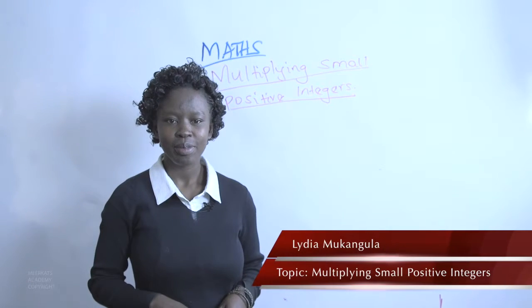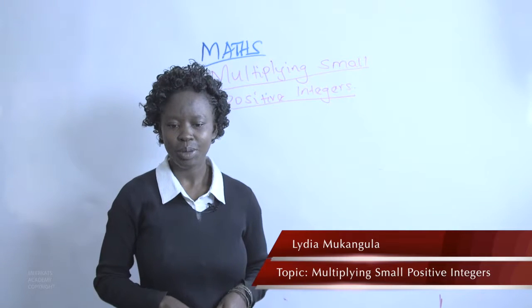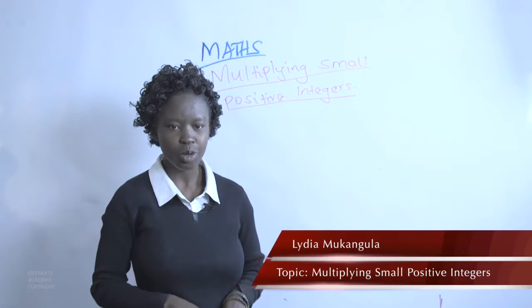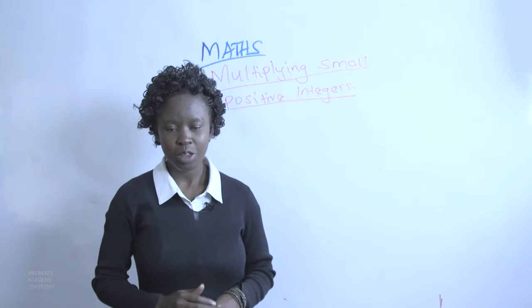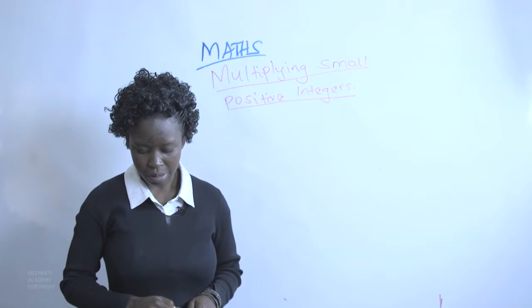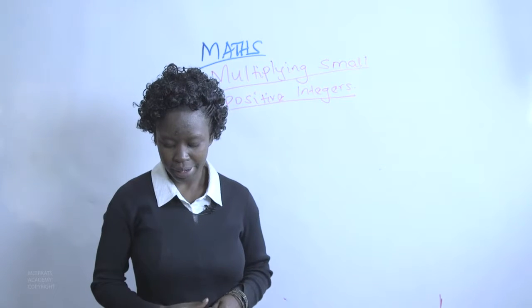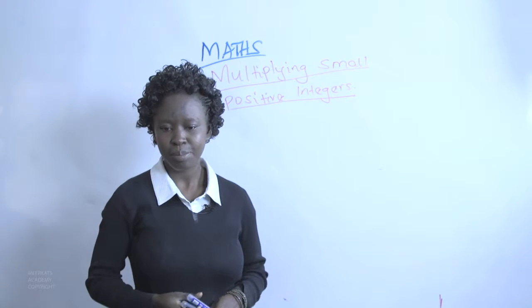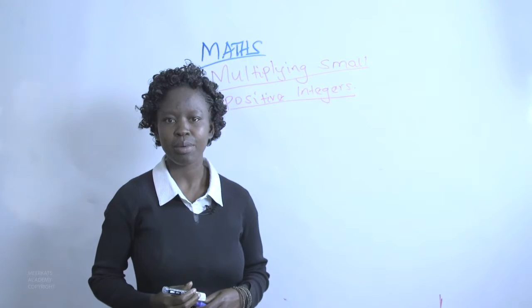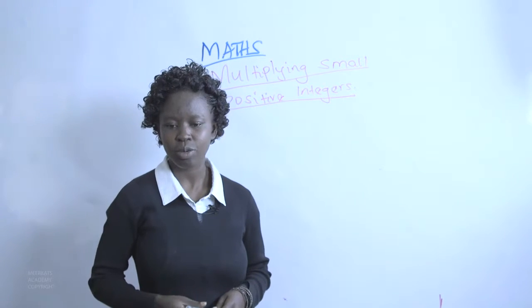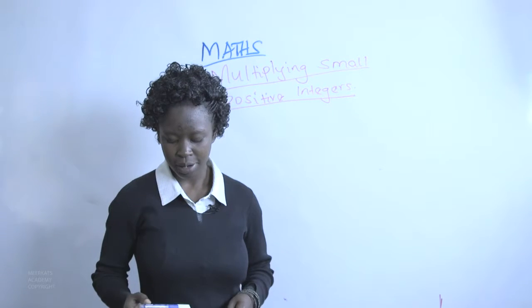Welcome to today's lesson. We are going to deal with multiplication of small positive integers. Multiplication of two numbers means adding the number repeatedly. So when you are told to multiply in some way, you're simply being asked to add the given number repeatedly.